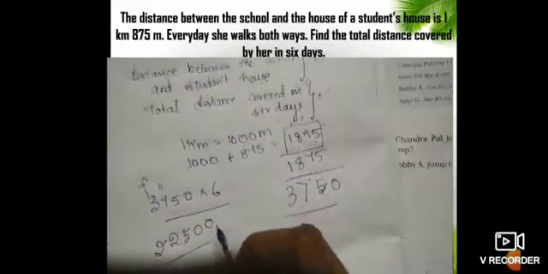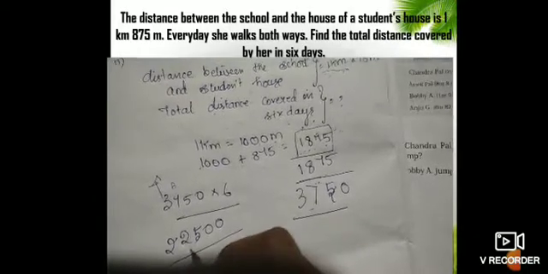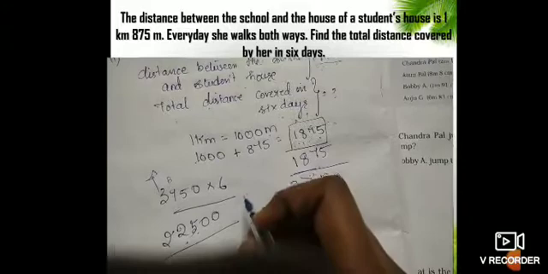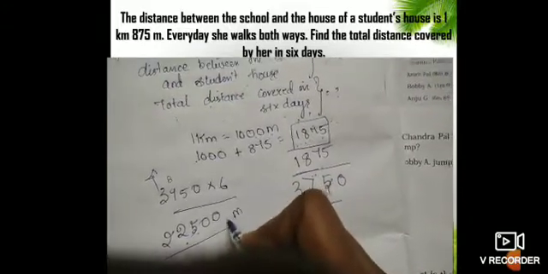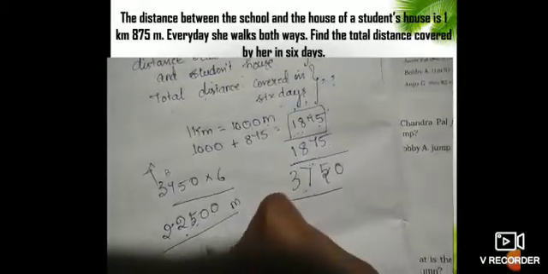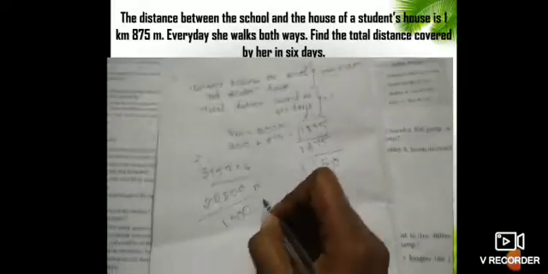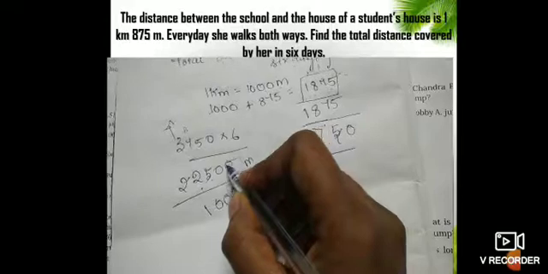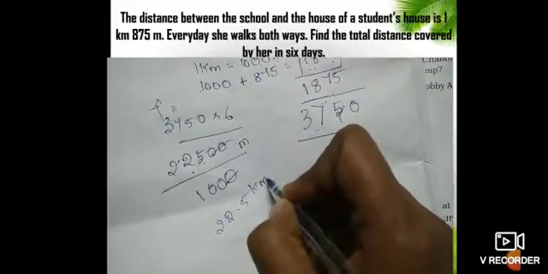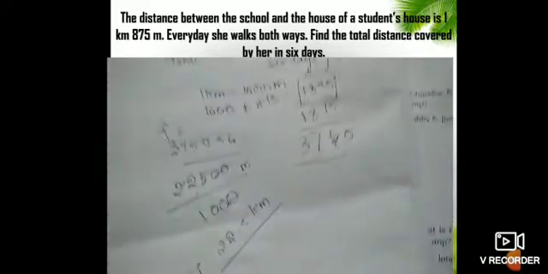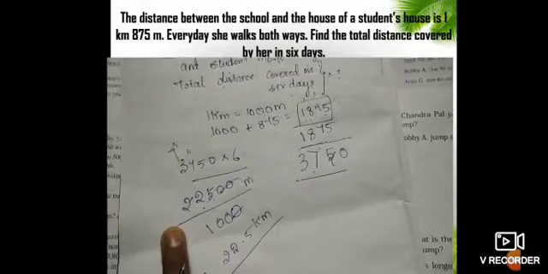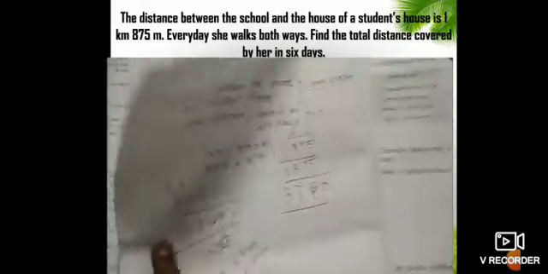So total distance covered in 6 days is 22,500 meter. If you want to convert to kilometer, you have to divide this by 1000. So 2 zeros cancel. So 22.5 kilometer is your final answer. Okay. So the total distance covered in 6 days is equal to 22.5 kilometer.